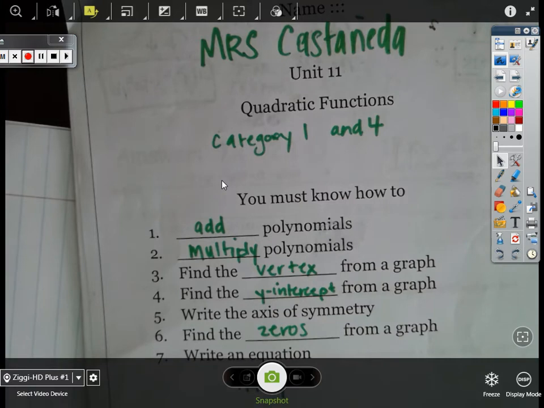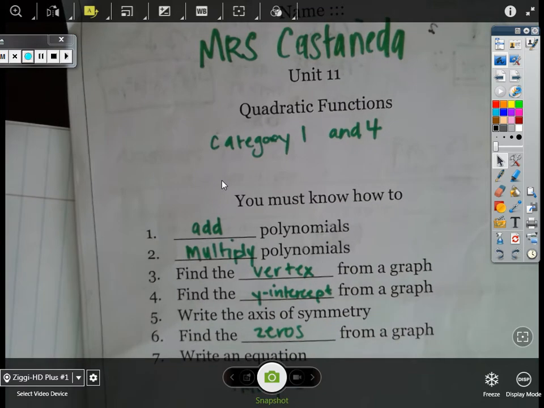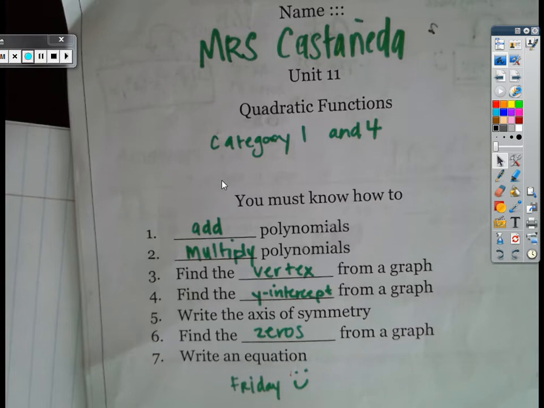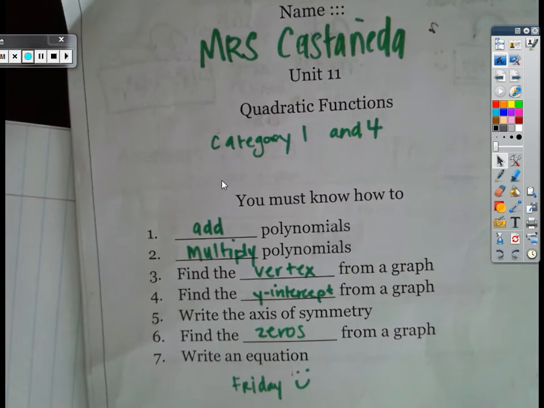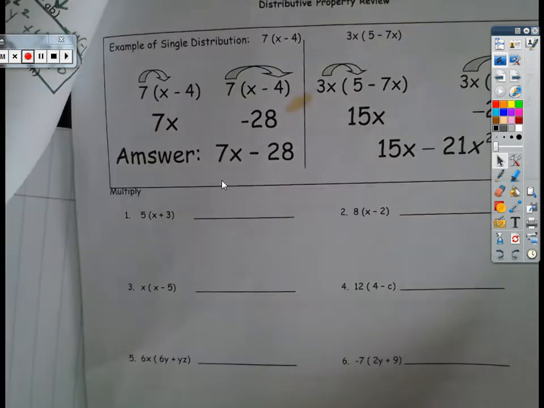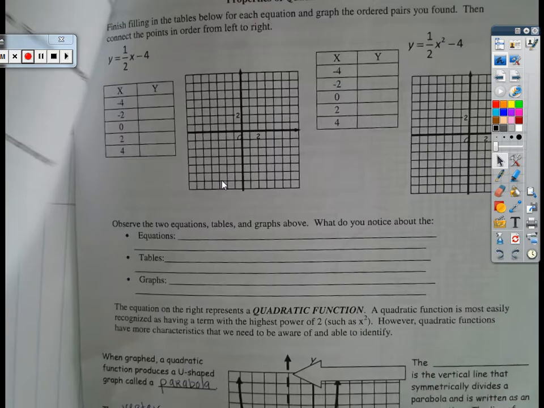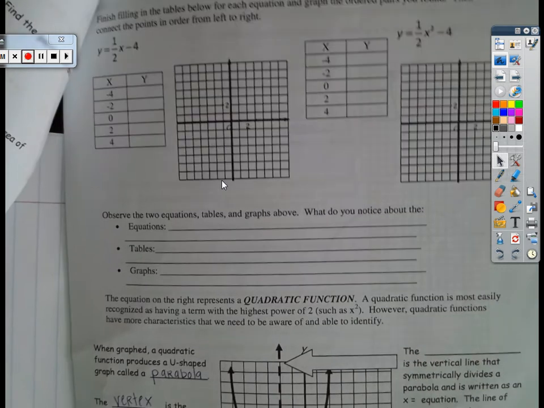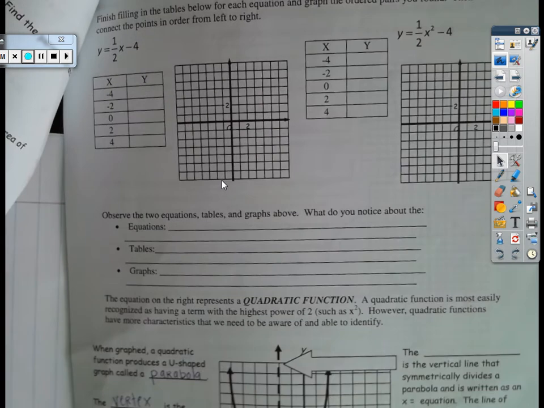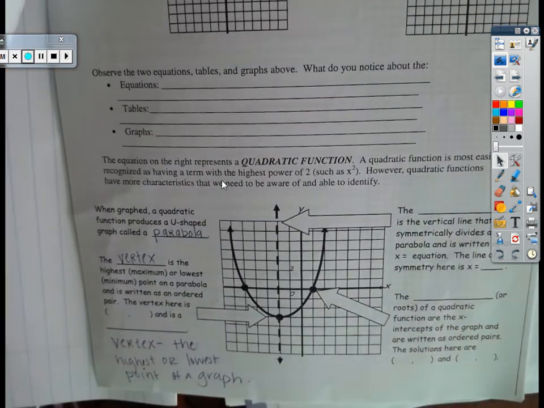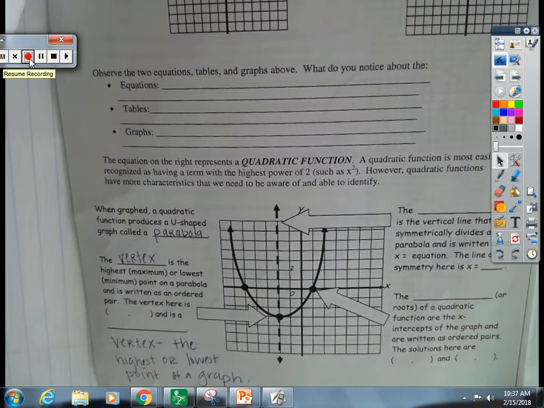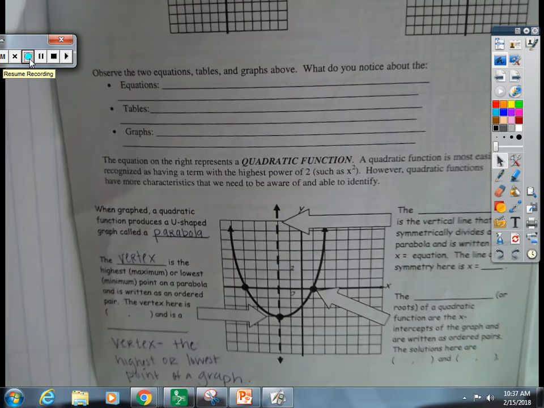This video will be about the 4 parts of the quadratic function, the quadratic graph, and I am showing you in our packet, which was over Unit 11, quadratic functions. There aren't page numbers, but you'll see how I turn the page. So here are some of the notes that we took.